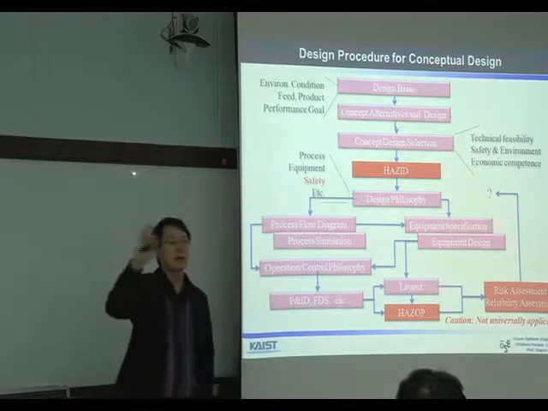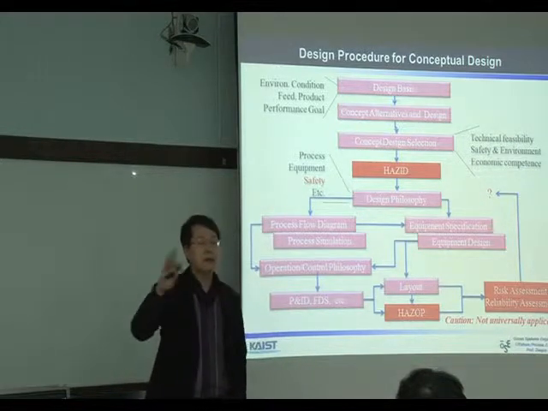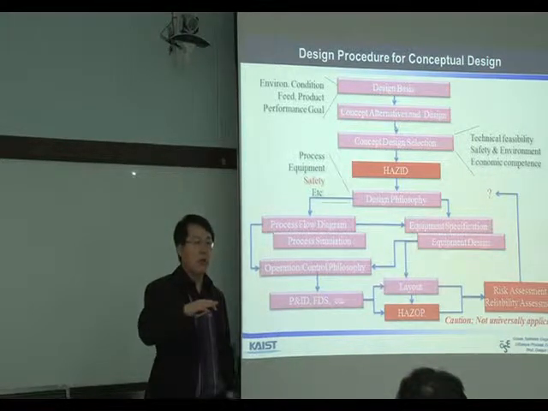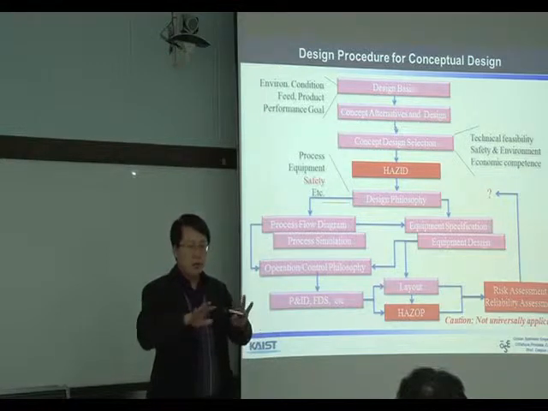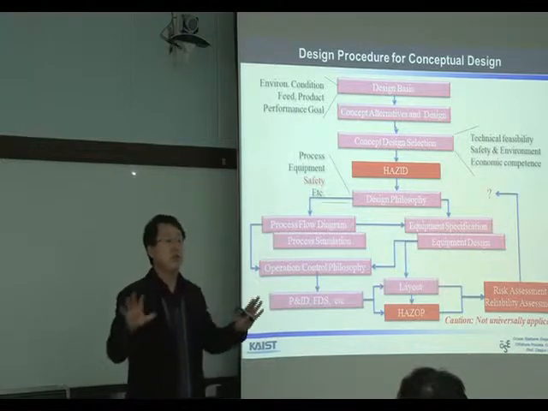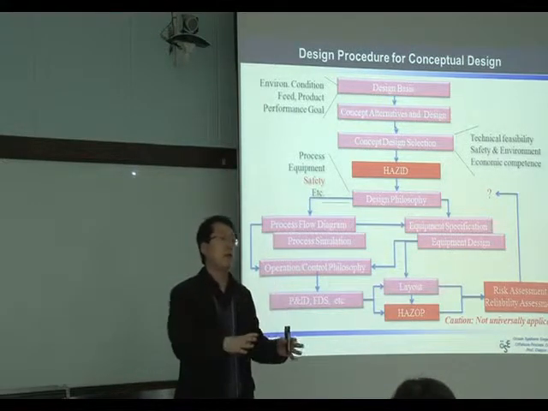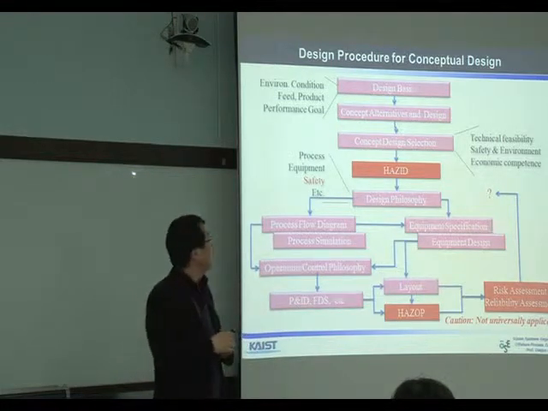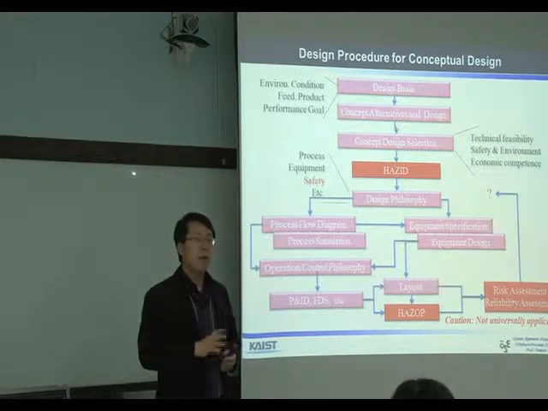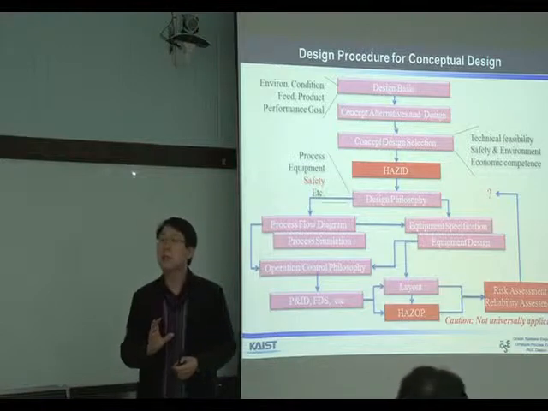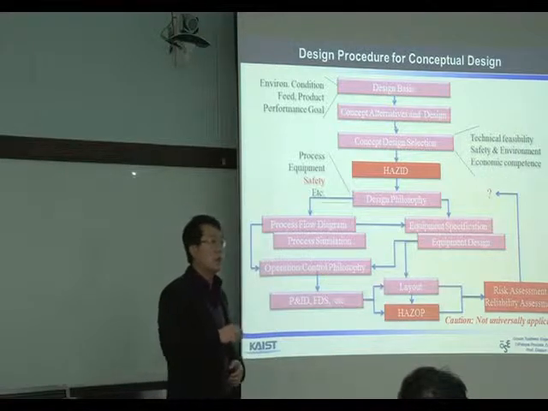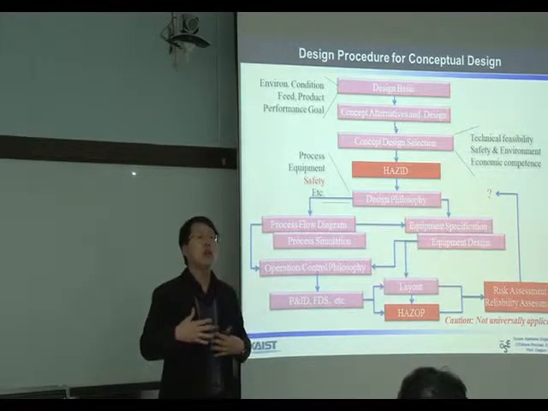Then we develop a skeleton of the system. That skeleton is called the process flow diagram. We come up with the configuration of the main equipment, compressor, heat exchanger, and so on, and then we carry out process simulation. The main product of process simulation is the heat and mass balance. With the heat and mass balance, the equipment designer can design their equipment.